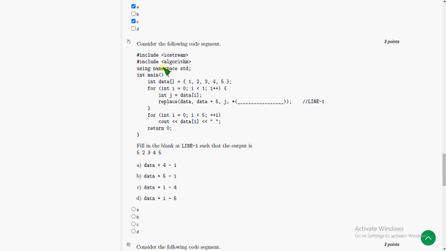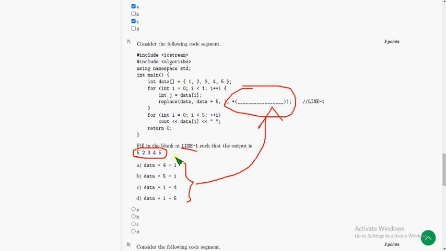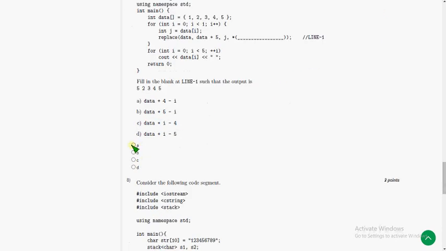And the next question, they have left a blank here at line 1. They are asking to fill line 1 with any of the 4 options such that the output is in this form: 5, 2, 3, 4, 5. So what option should be placed at the line 1 blank to get 5, 2, 3, 4, 5? The answer is option A, data plus 4 minus i. So mark option A.